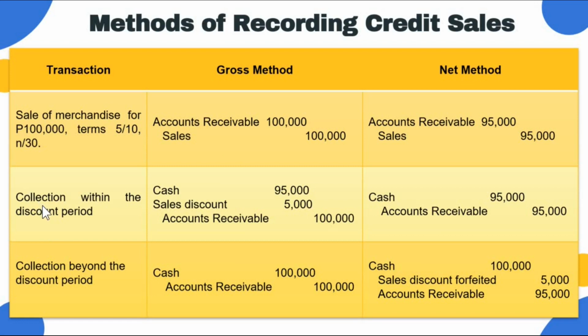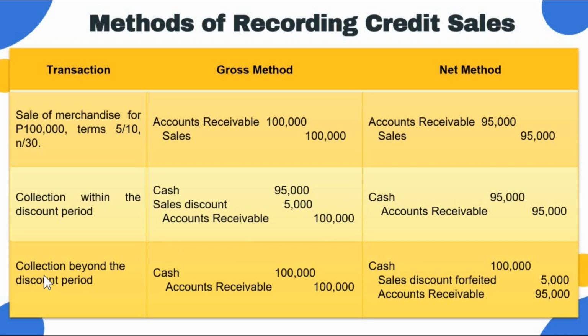Now, we assume that the collection happened within the discount period. So kung gross method ang gamit natin, you just debit cash at 95,000 kasi yan lang yung na-receive natin since naka-discount siya. Then you debit sales discount at 5,000 and you credit accounts receivable for 100,000. Now, kapag net method naman, diretso na. Kasi yung accounts receivable lang naman na ni-recognize mo ay 95,000 lang. So when you collected it, you just debit cash at 95,000 and credit accounts receivable at 95,000.